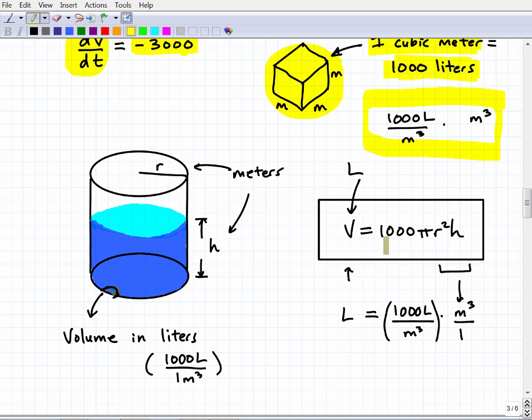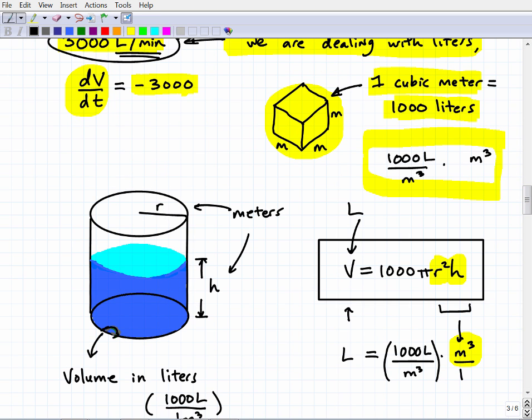Here we have the radius squared, and let's say this is in meters. So that's going to be meters squared times the height, which would be in meters. So here we would have meters cubed. Well, our volume isn't going to be in meters cubed. It's going to be in liters. So we need to do some conversion here. 1 meter cubed is equivalent to 1,000 liters. So hopefully you have some kind of experience with conversion factors.